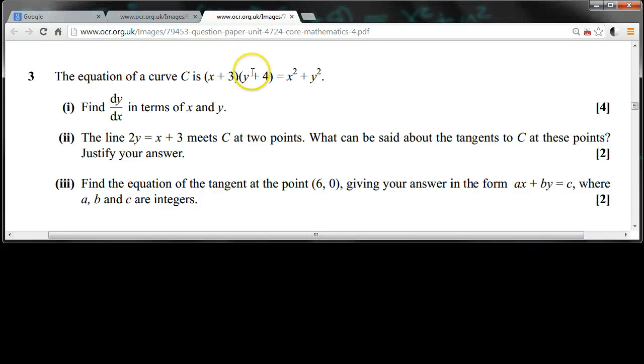The equation of a curve C is given by this. Find dy/dx in terms of x and y. This line meets C at 2 points. What can be said about the tangents to C at these points? Justify your answer. Find the equation of the tangent at this point. Give me your answer in this form, where a, b and c are integers.